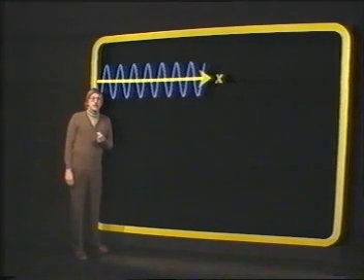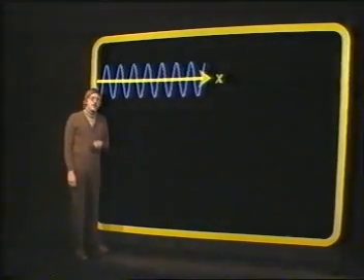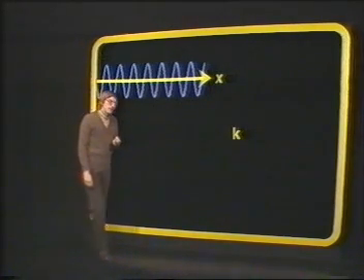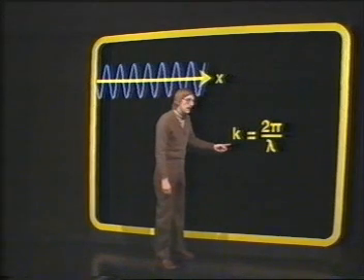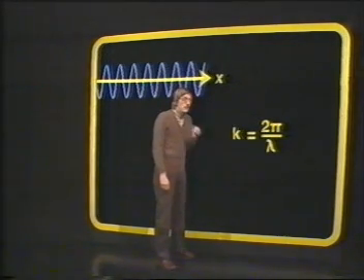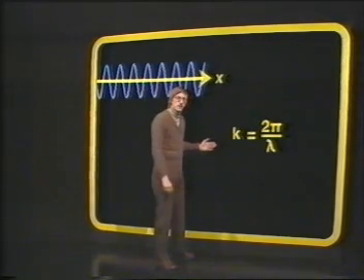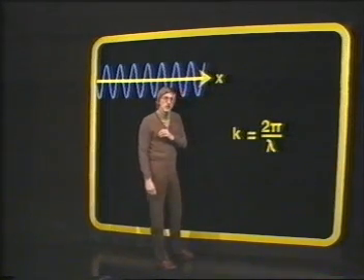Now, there's another important quantity we can use to describe the wave. It's called the wave number, and it's denoted by the letter k. The wave number is equal to 2 pi divided by lambda. There's no new physics here. This is just a definition, and you'll see why it's useful in a moment.